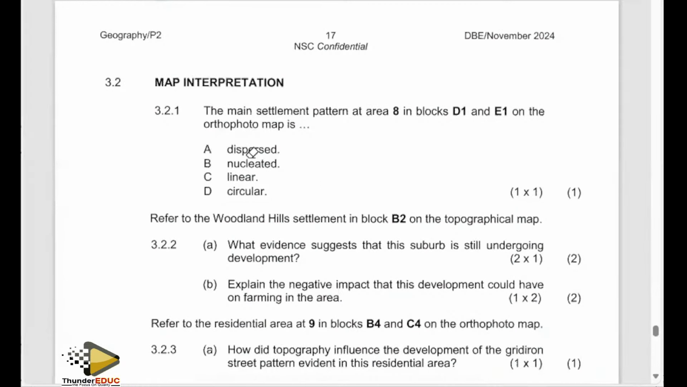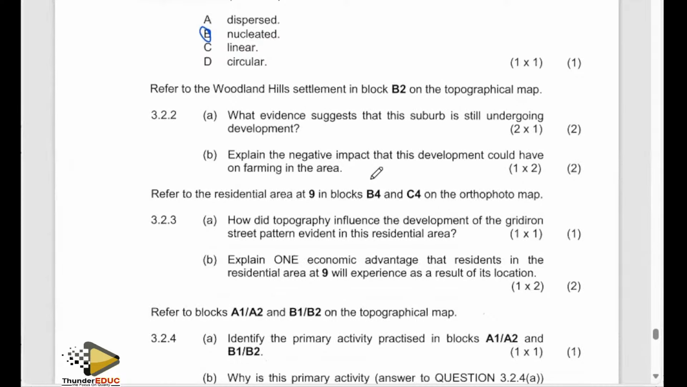Definitely, linear is out, circular is out, but these are shapes of the settlement. They are not patterns. So the correct pattern there, according to what we have seen, the houses are too close to each other. The response which is correct is nucleated. Right, let's go to the next one.